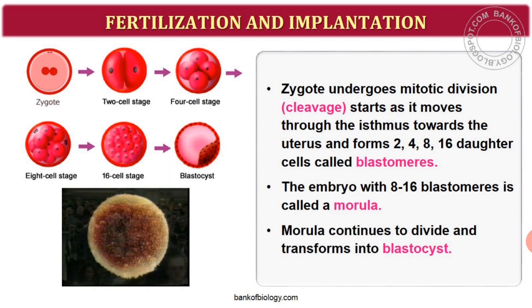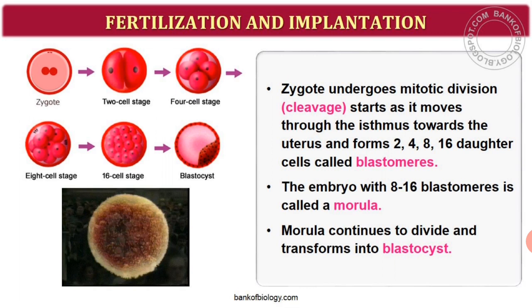Okay, so the diagram is going to show you, on the left side, the entry of the nucleus of the sperm into the egg. So there is formation of a diploid structure known as the zygote, and this zygote will now undergo mitotic division, which you can also call cleavage. It will undergo cleavage as it starts to move through the isthmus towards the uterus, since, as you all know, sperm and egg fertilize at the isthmus-ampullary junction.